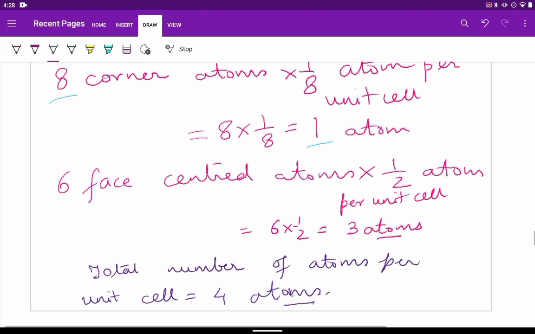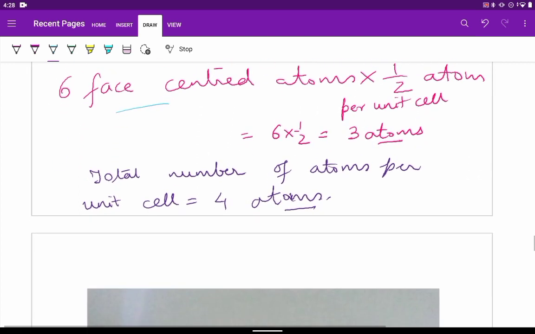Now 6 face-centered atoms are there. For every face there will be one, but that is shared by 2. So each face-centered atom will contribute half per unit cell. So 6 face-centered atoms into half atom, that is 6 into 1 by 2, that is 3 atoms from the centers of the faces. Now the total number of atoms per unit cell will be equal to 1 plus 3 equal to 4.